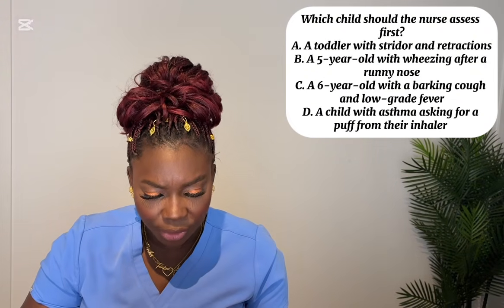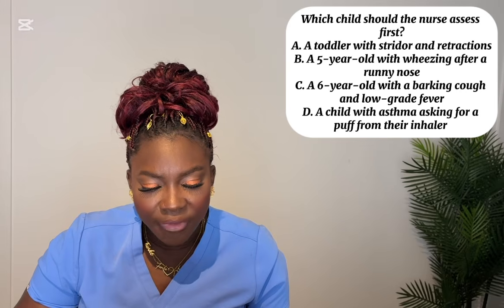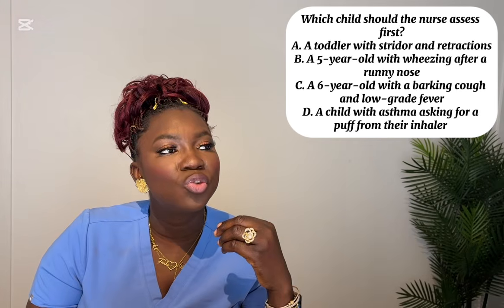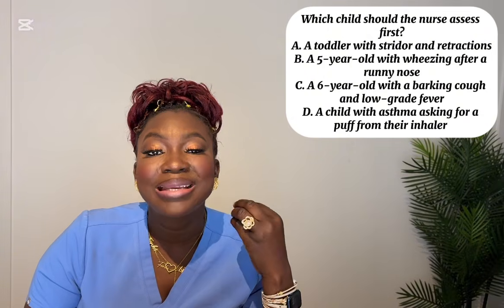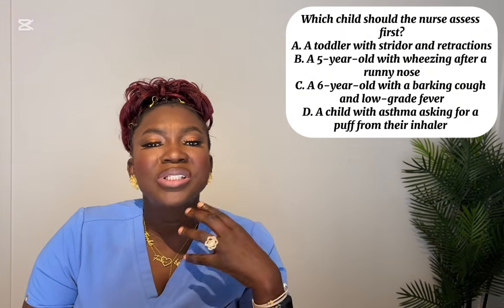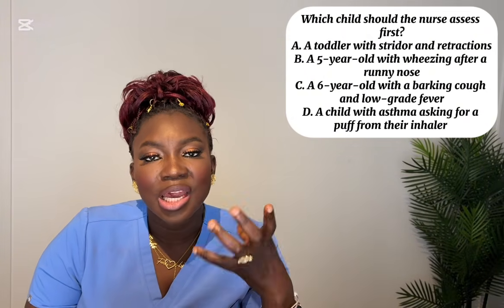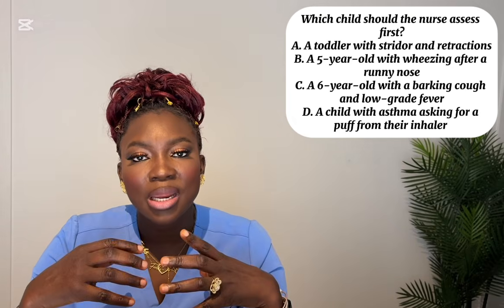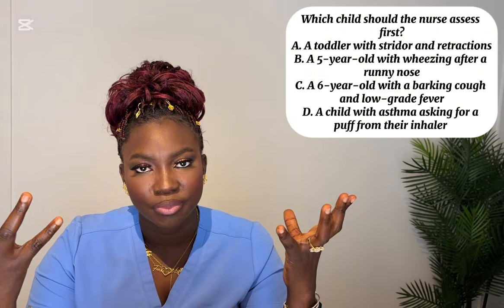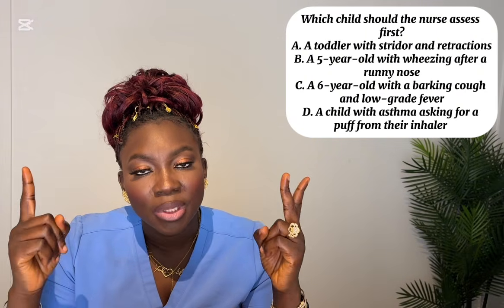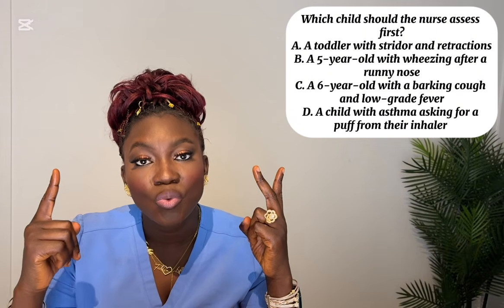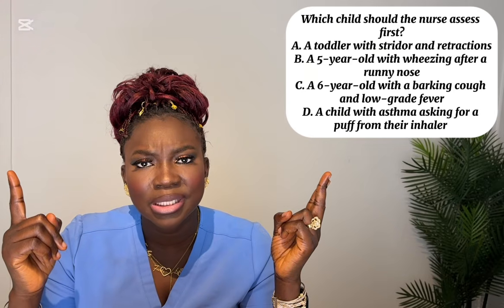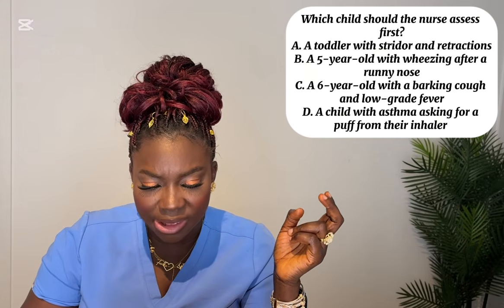Now let's go through the wrong choices. B, a 5-year-old with wheezing after a runny nose. The wheezing may be due to a mild viral illness like bronchiolitis, but there is no sign of distress. They are not using accessory muscles to breathe. There is no sign of respiratory distress. They are not really unstable. That's why we didn't go for them. Who do you need to assess first? Who can die first? Whose condition can get worse if you do not attend to them ASAP? That's your prioritization. Now let's go to C.